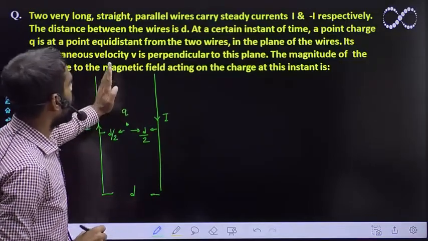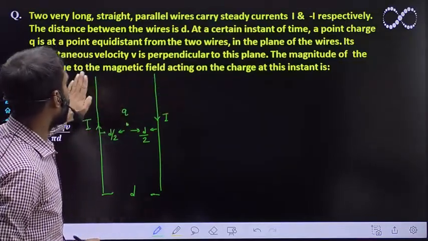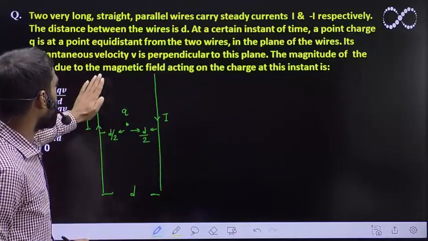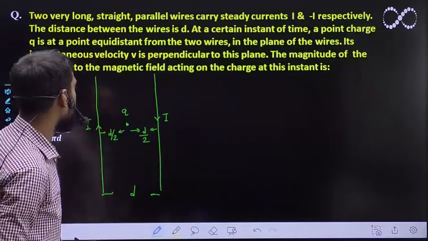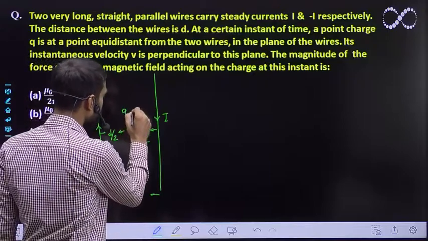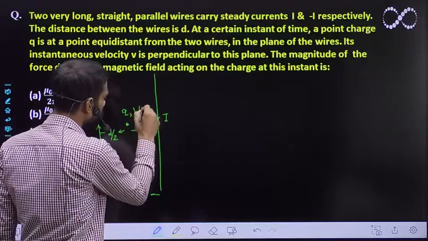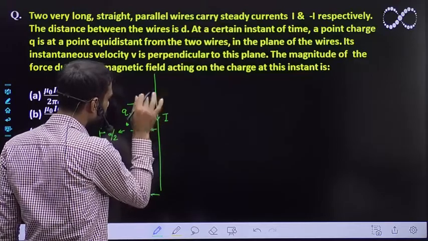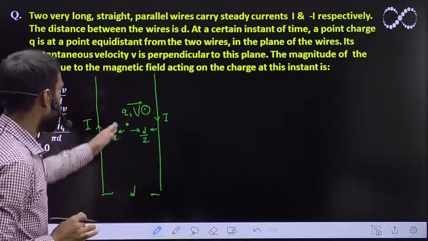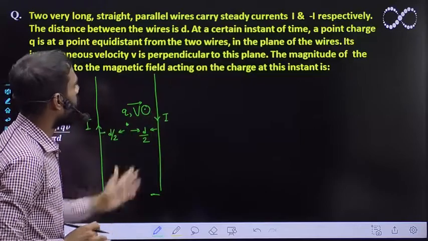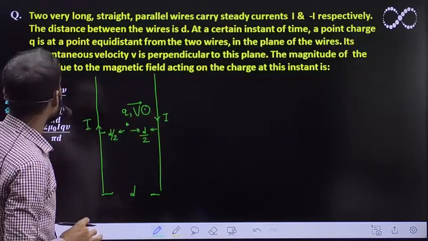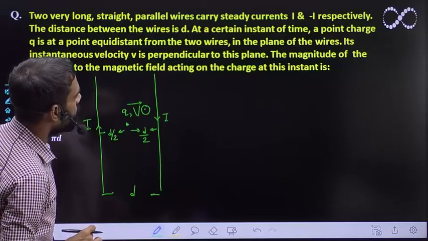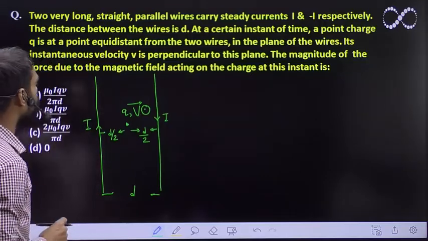At a certain instant, in the plane of the wires, its instantaneous velocity v is perpendicular to the plane. So it has the velocity v that is perpendicular to the plane. Let us take the velocity vector as directed into the plane of the blackboard. You have to find the magnitude of the force due to the magnetic field acting on the charge at this instant, so the magnitude of the magnetic force.